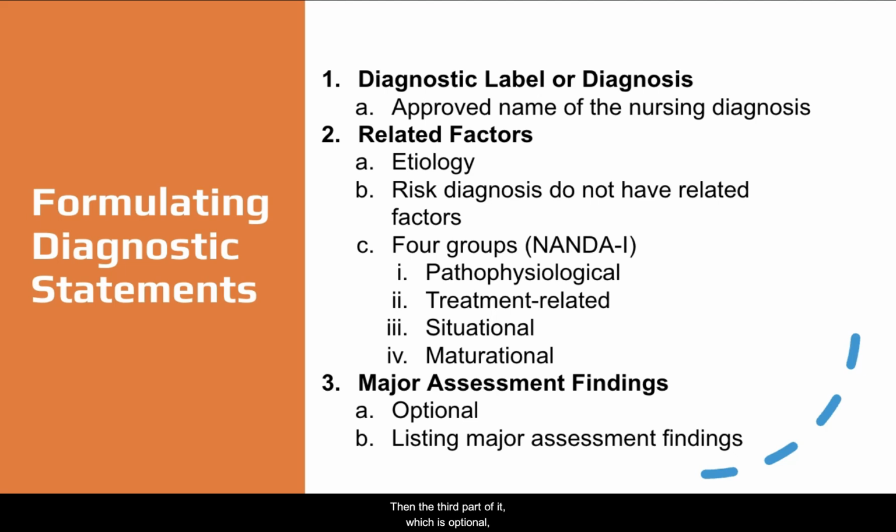Then the third part of it, which is optional, is you can add any major assessment findings that you had. For example, you can say anxiety related to lack of knowledge now of scheduled procedure as evidenced by. That's where you add your major assessment findings. As evidenced by patient stating, I am scared about the upcoming surgery, or anything else that you feel is a major assessment finding related to your diagnoses. And we'll practice more of these as we go on.